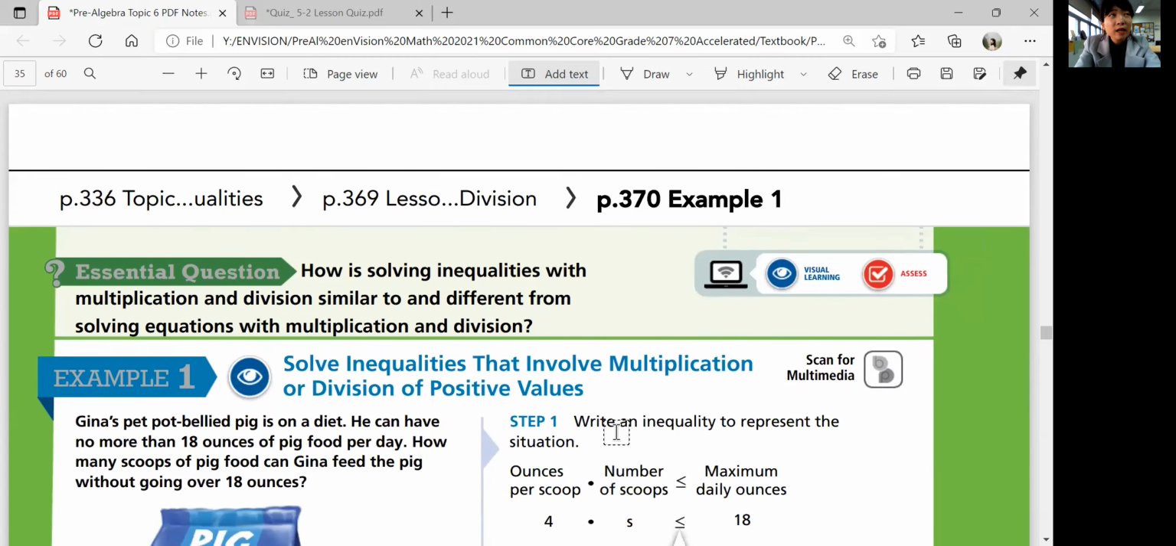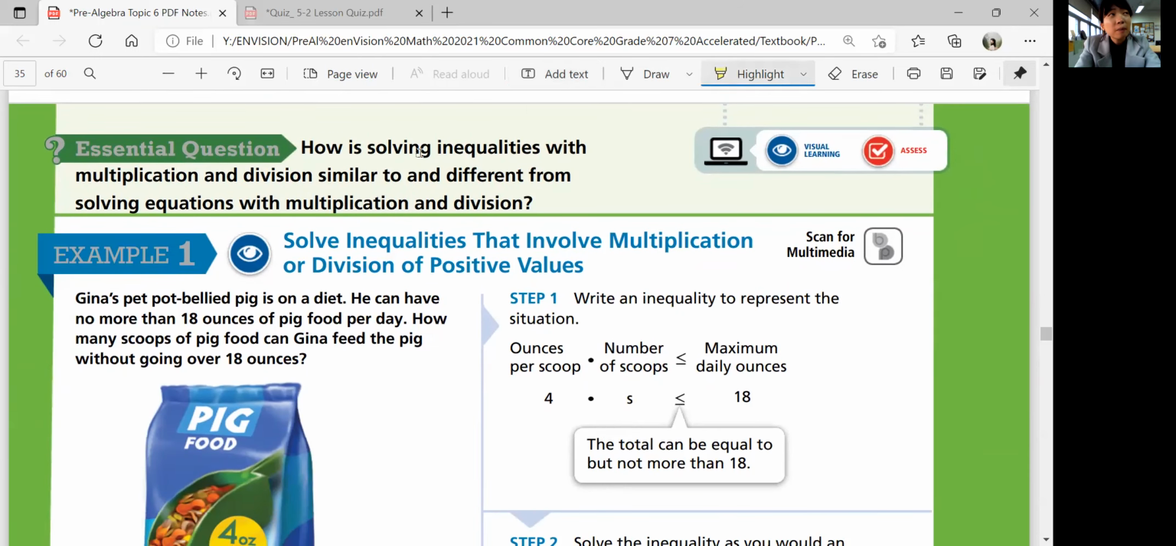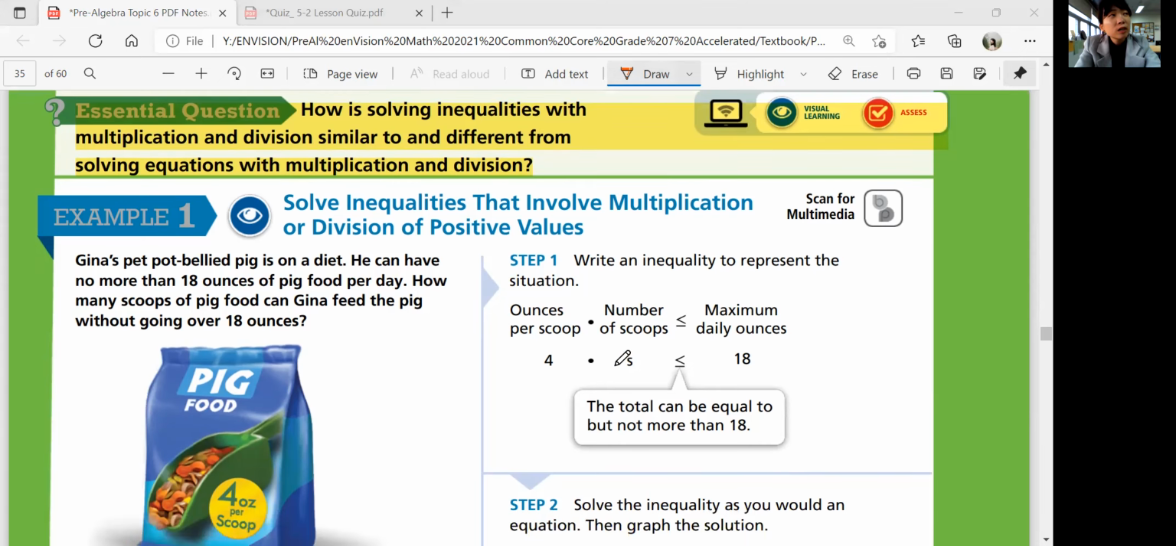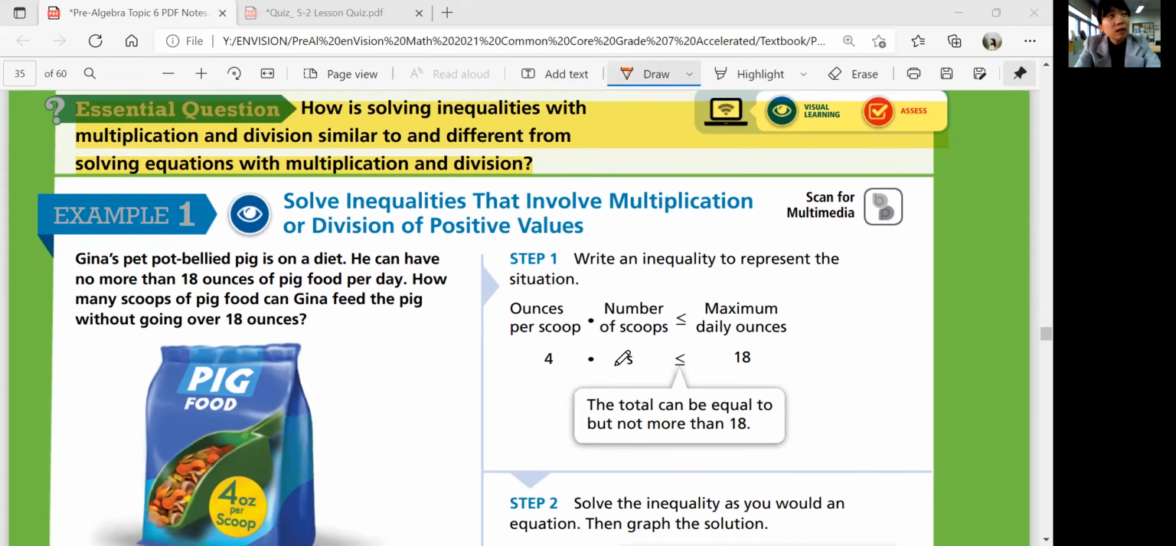Okay, let's look at the next page. Think about how solving inequalities with multiplication or division is similar to and also different from solving equations with multiplication and division, okay? So Example 1: solve inequalities that involve multiplication or division of positive values. Gina's pet pot-bellied pig is on a diet. He can have no more than 18 ounces of pig food per day. How many scoops of pig food can Gina feed the pig without going over 18 ounces?